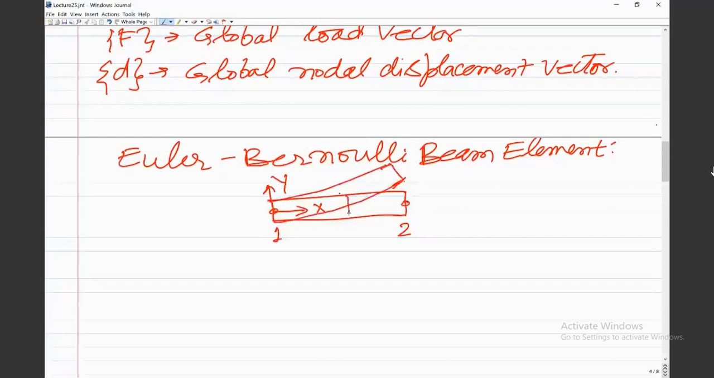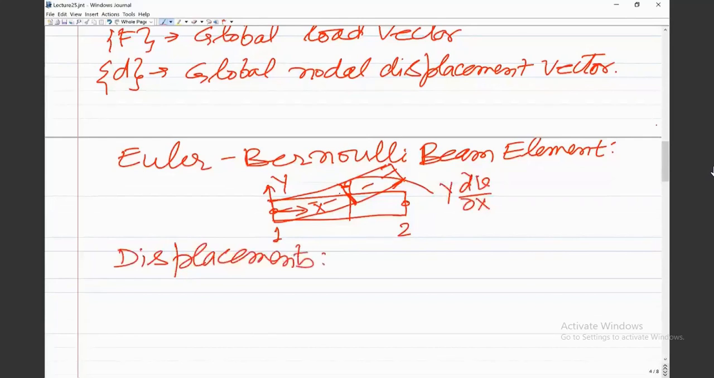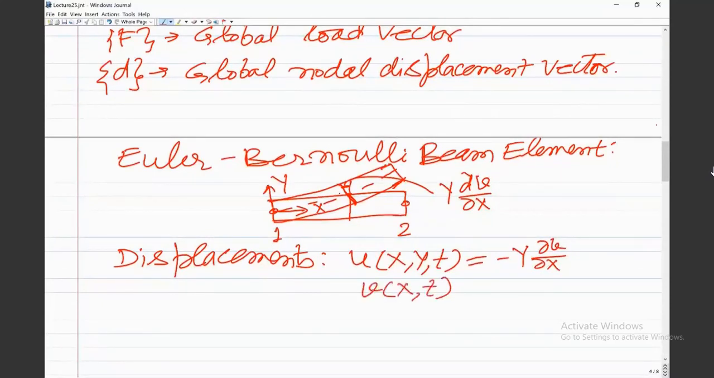So initially we have a normal, like this, and then this takes a shape like this. This is the final normal. If you look at this distance, the displacement along x direction, that is y into del v by del x. So for this element, if you look at the displacement field, here small u is the displacement along x direction, which is a function of x, y, and t. That can be written, for small deformation, as minus y into del v by del x. And another displacement is v, which is assumed to be a function of only x and t.